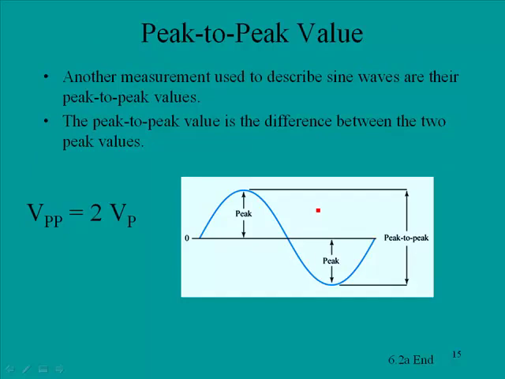And I've alluded to it already, but another measurement used to describe sine waves is their peak-to-peak value. The peak-to-peak value is the difference between the two peak values. And so here we have the first peak, and this would be our positive peak. This is our negative peak. And if we're measuring from here to here, then that would be our peak-to-peak value. And so when you're doing oscilloscope readings, typically you refer to either the peak value or the peak-to-peak. And obviously peak-to-peak is going to be twice the value of the peak.